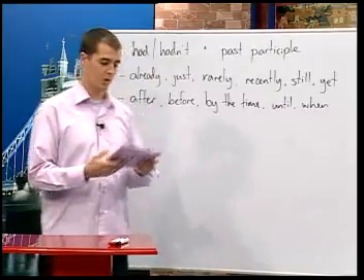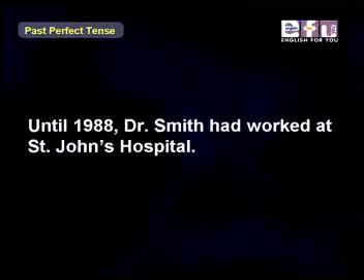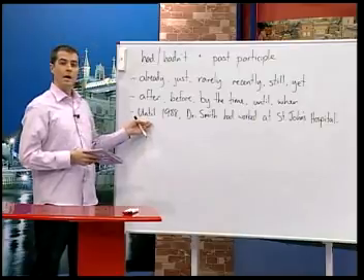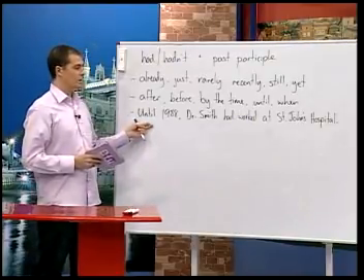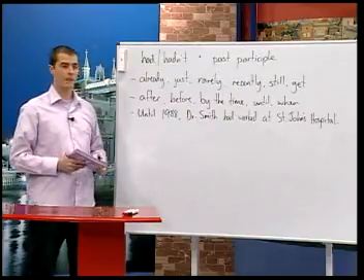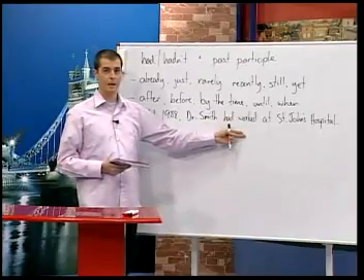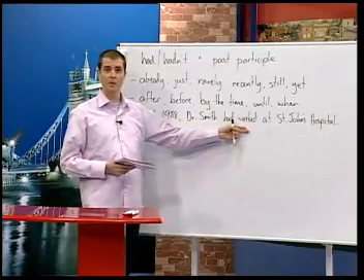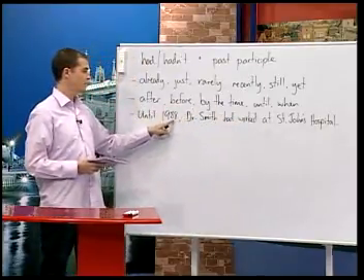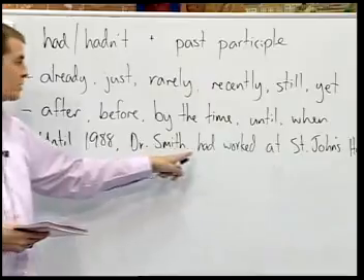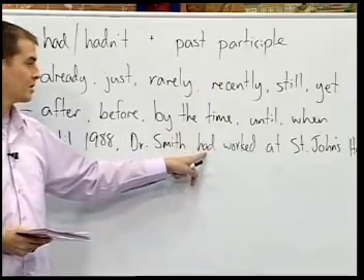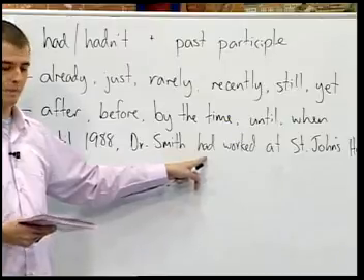Let's look at two examples to show this. Until 1988, Dr. Smith had worked at St. John's Hospital. Now, Dr. Smith's work was the first activity in the past, and it was completed before another time, 1988. So we use the past perfect to show us that this was the earlier event, the earlier action.